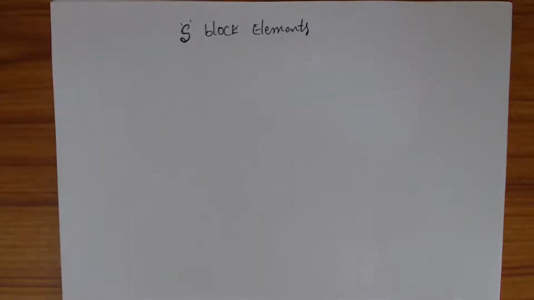Okay, good morning students. In the last class we discussed the chemical properties of the alkaline earth metals. Now we are going to discuss the diagonal relationship, the diagonal relationship of beryllium with magnesium.